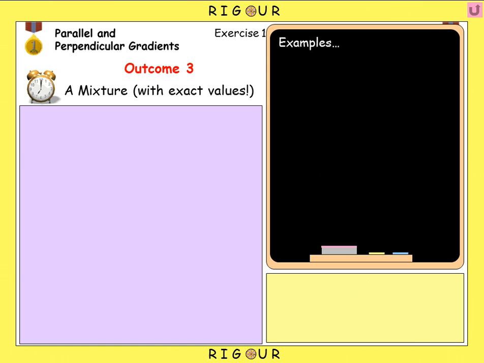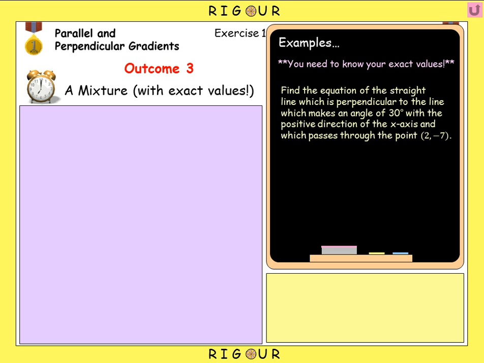Right, so let's finish with our third outcome, the mixture with exact values. This will be a mixture of both parallel and perpendicular, so you'll have to make the decision whether to use the same gradient or to turn it upside down and change the sign. And all of these questions will be non-calculator questions. So for this section, we're going to need to know your exact values.